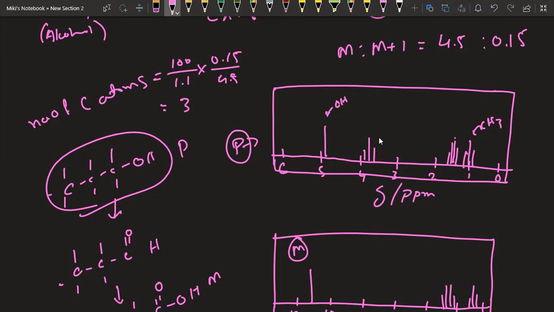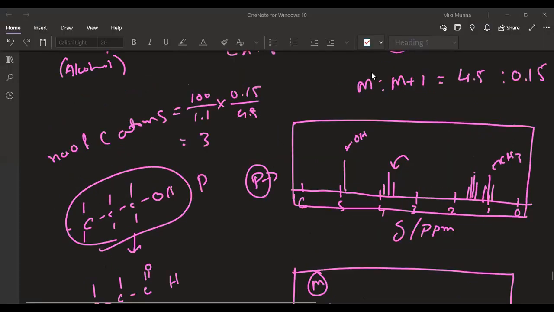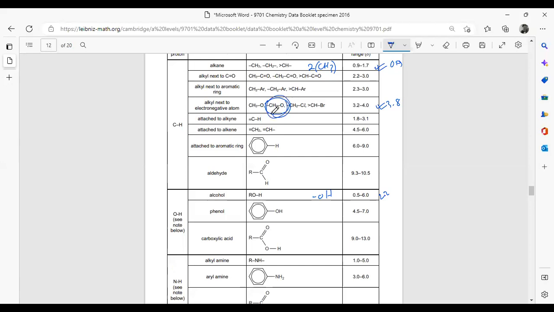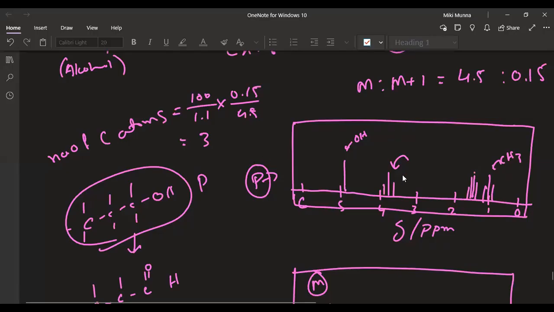But this portion, which is more than 3 and less than 4, somewhere around 3.8, let's say, if we go back to the data booklet, we would observe that this is in the region 3.2 to 4. That means 3.8 is actually in that region, just CH2O. So if we go back to our graph, this could represent CH2O's environment, this CH2. There's a possibility that this is actually for the CH2's environment, which has a triplet, fine.